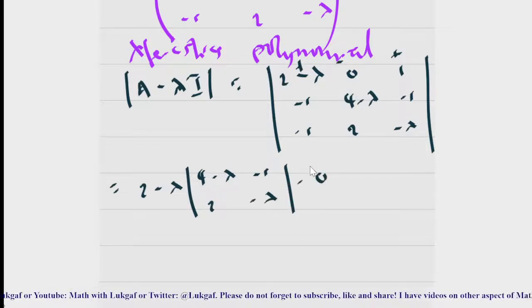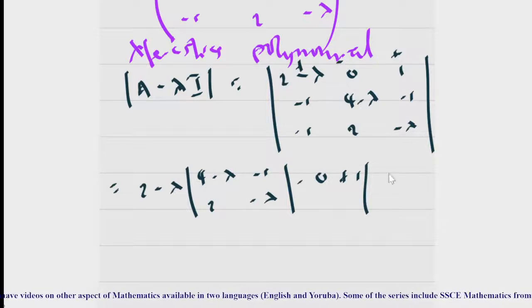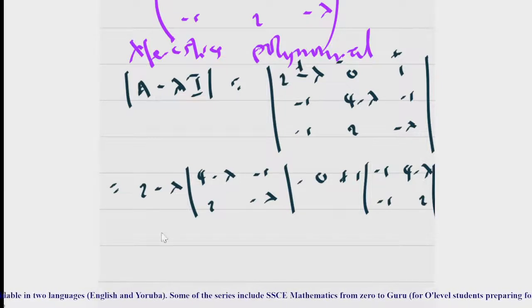So minus 0. You don't need to take the minor because you know that even if the minor gives rise to 1 million, the moment you multiply by 0, you are going to have 0. So then plus 1. Okay, you take the minor of this guy as well: minus 1, 4 minus lambda, minus 1, 2. I hope you understand now.